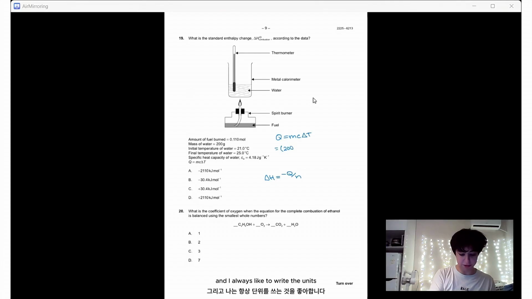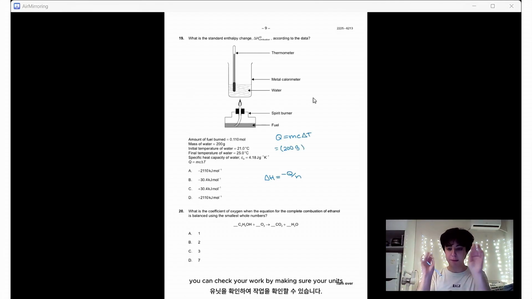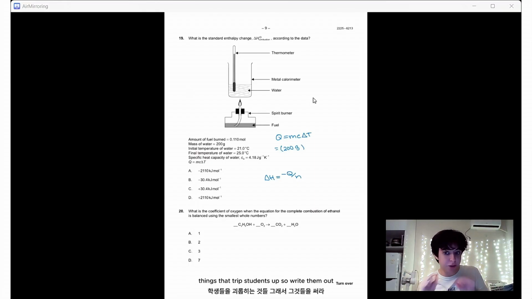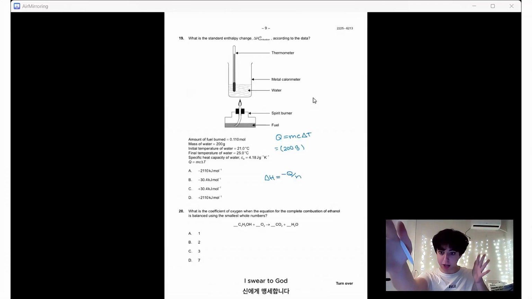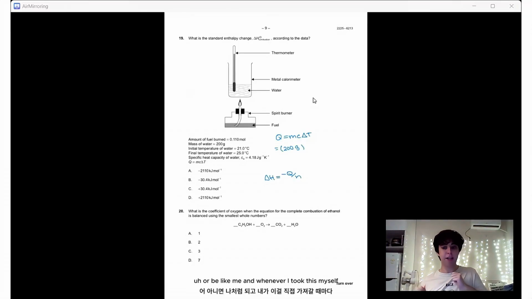And I always like to write the units because you can check your work by making sure your units cancel out. And this one has units, things that trip students up. So write them out. Or be like me, and whenever I took exams myself under time conditions, it's hard to write out the units. Just do them for these types of questions, okay? And if not, whenever you check your work, rewrite it with your units to check yourself.